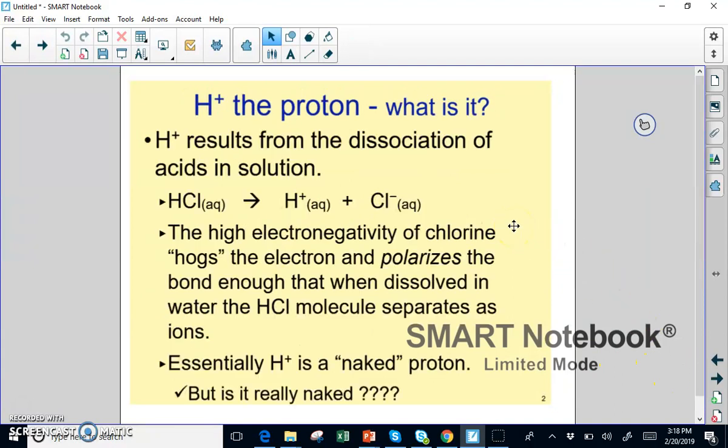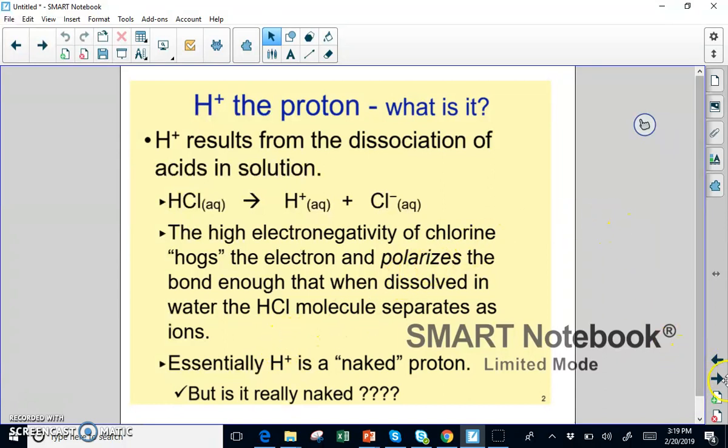So, what is a proton? A proton is produced when you put an acid in water. This is a strong acid. Hydrochloric acid is a strong acid, so it completely dissociates into H+ and Cl-. Chlorine is very, very electronegative, and an H atom has one electron. So when you put this in water, chlorine takes that one electron, and then you're left with the hydrogen ion without an electron, which is just a proton. So essentially H+ is just a proton.